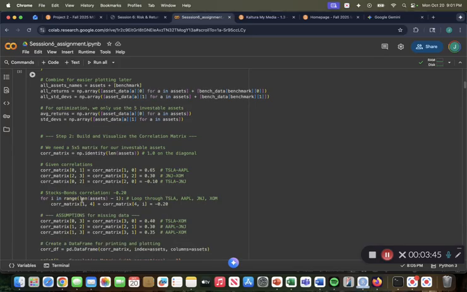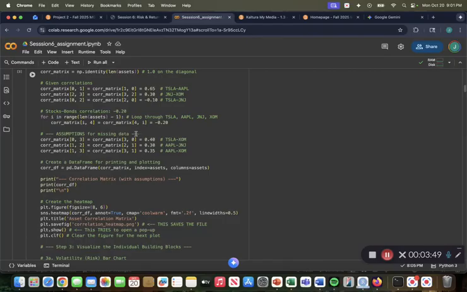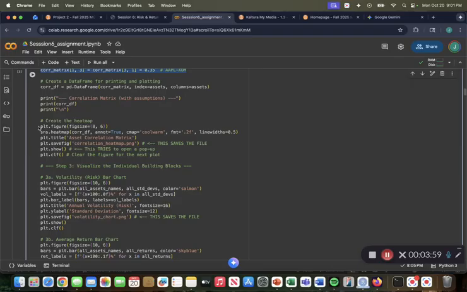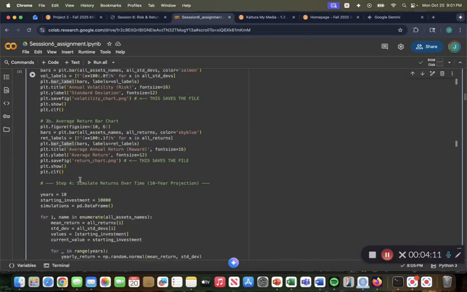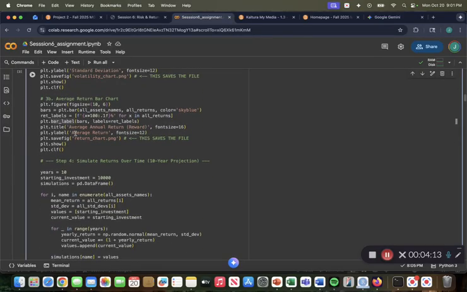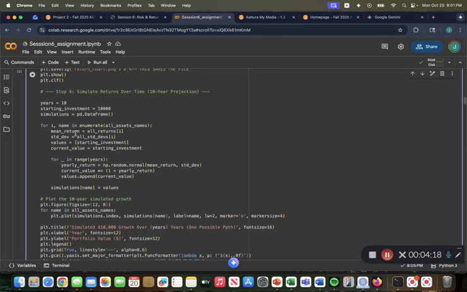Going through here, we create a matrix of the correlations, the stock-bond correlations here in this line of code. Some assumptions for missing data, some of the correlations that we weren't given, and then a heat map for our correlations, which I'll show in a second, a bar chart for the volatility and risk, the risk bar chart here, which we'll see in a second, the average return bar chart, so all of these using Python pandas to make these, and then simulating returns over a 10-year period.